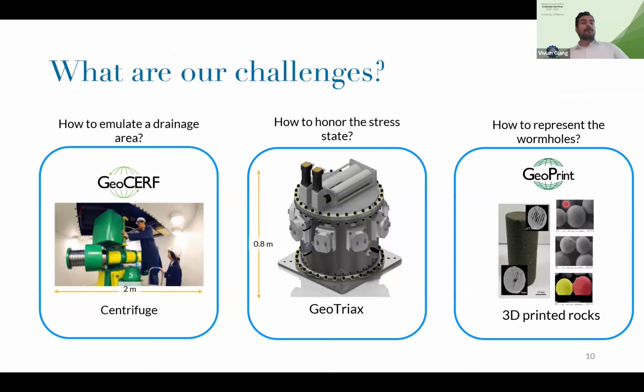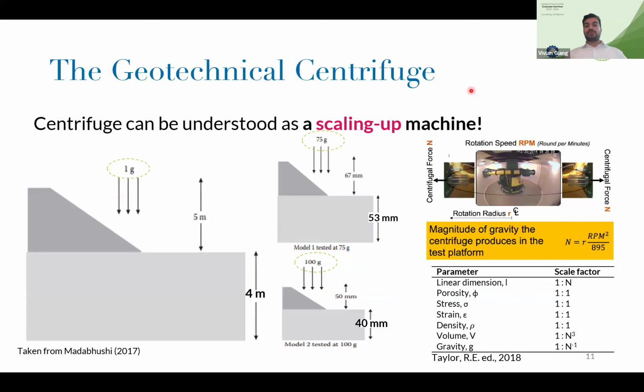So what are our challenges? Just emulate that drainage area, honor those stress states, and represent those wormholes. So to emulate the drainage area around a wellbore, we are going to use a centrifuge. The centrifuge we have here at the university. To honor the stresses we just designed and manufactured a cell. We call it Geotechnical. And to replicate those wormholes, we use a particular technology here that is the 3D printing. I'm going to show those quickly.